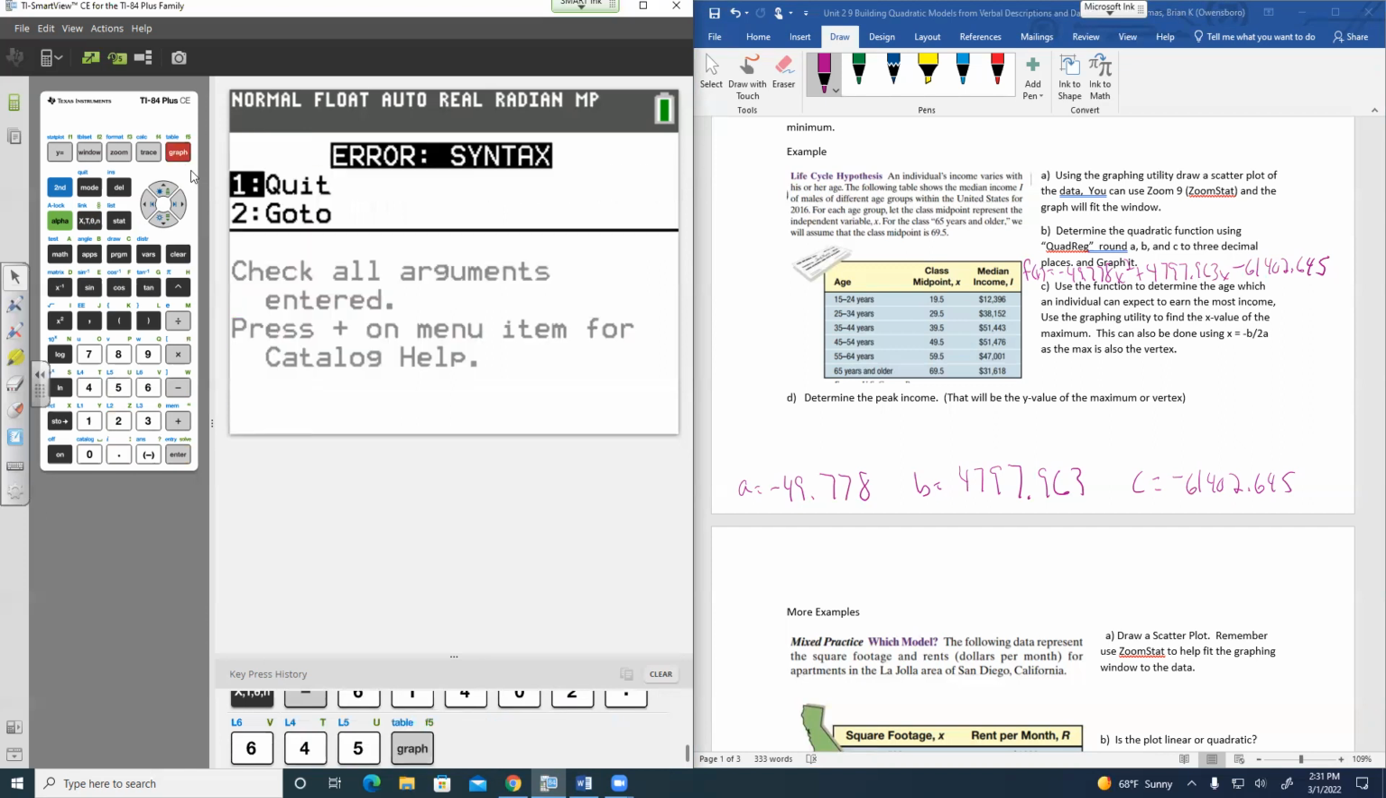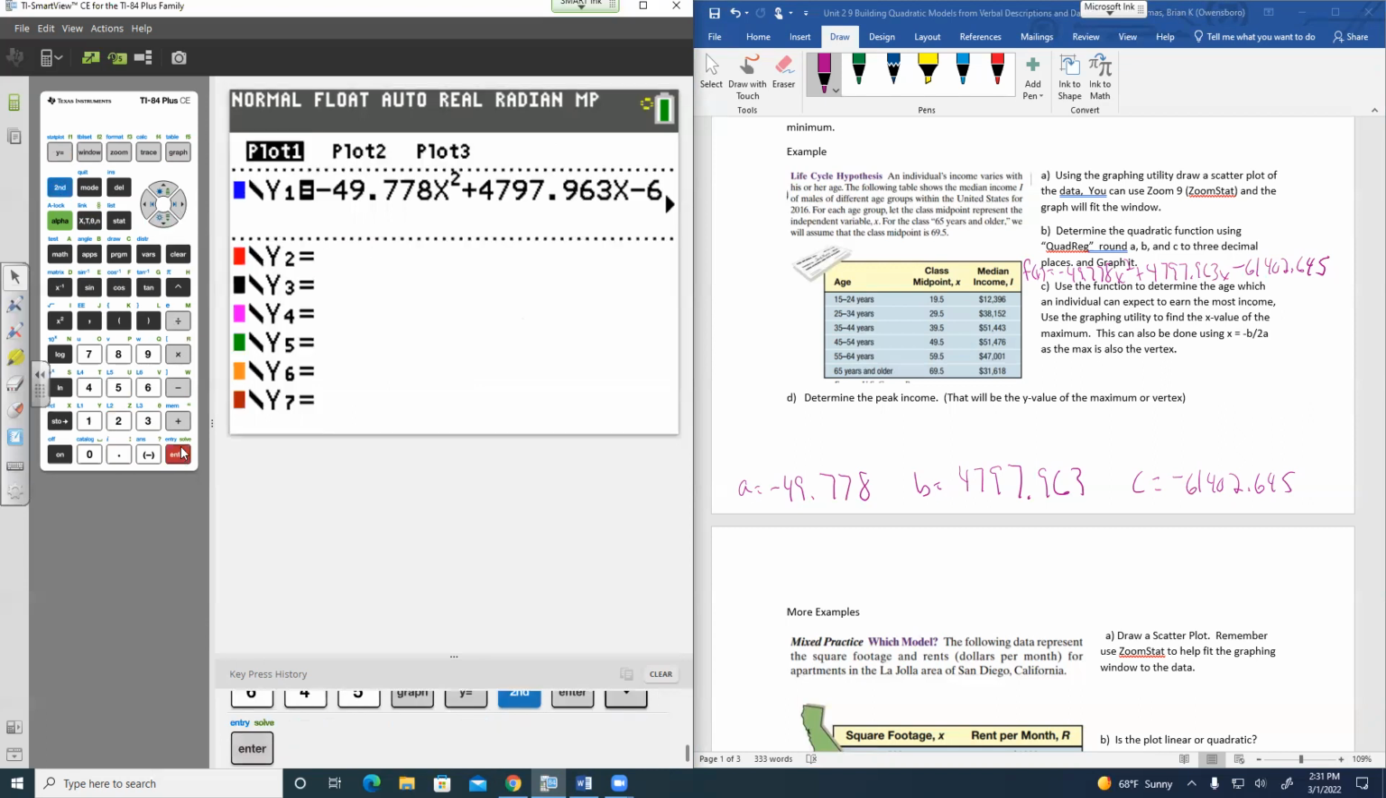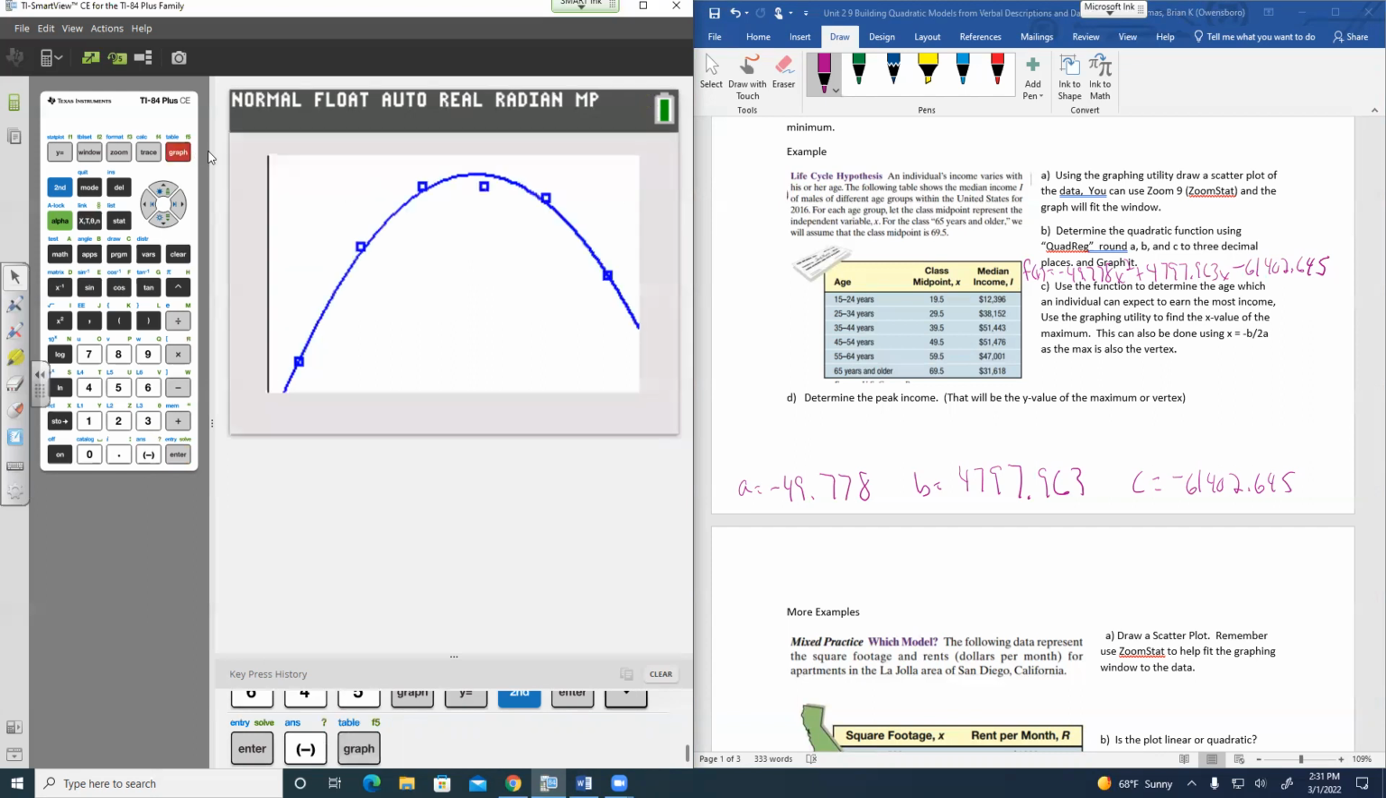Got an error. I think I probably hit the negative instead of the minus sign again. I do that all the time. Let's see if we can go to that. Yeah, I did that. So there's a negative there. So see if that makes a difference now if I graph it. Yeah, that looks pretty good.